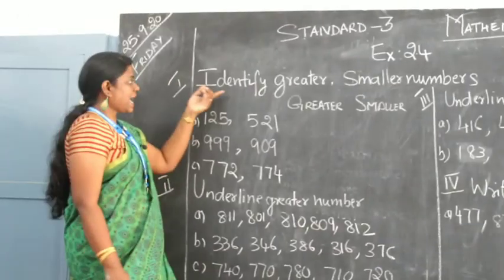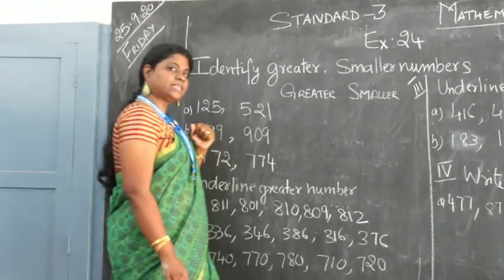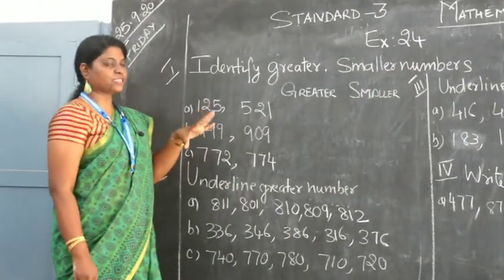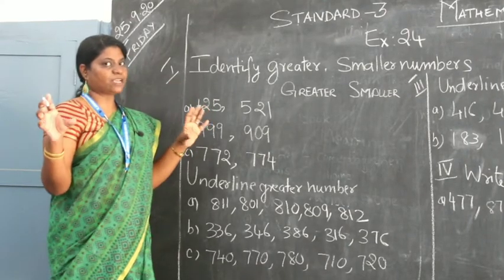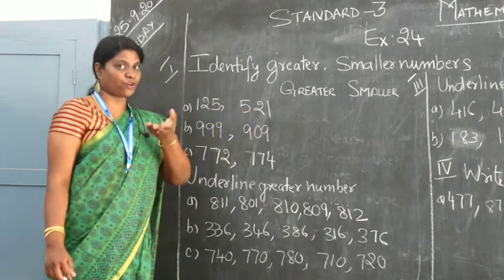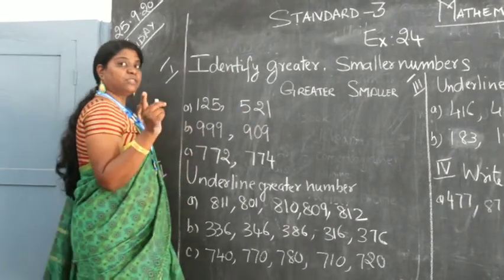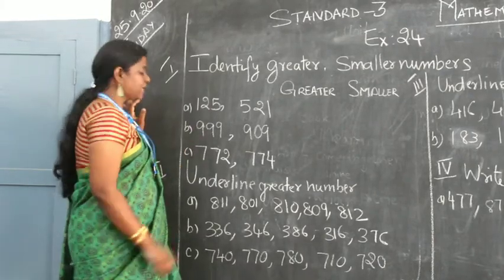First thing is to identify greater and smaller numbers. How would you identify greater and smaller numbers? If I ask you whether 4 is big or 5 is big, you will be able to tell 5. But when it is a 3-digit number, which is new for you, how will you find out? First thing you have to do is check how many digits are there. So let's do that.